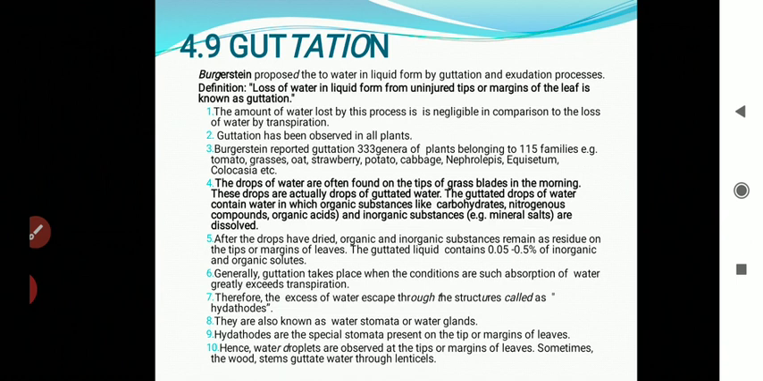Bernstein proposed the term guttation. Some plants lose water in liquid form by guttation and exudation processes. Loss of water in liquid form from uninjured tips or margins of leaf is known as guttation.